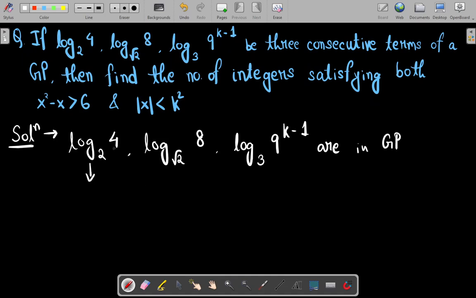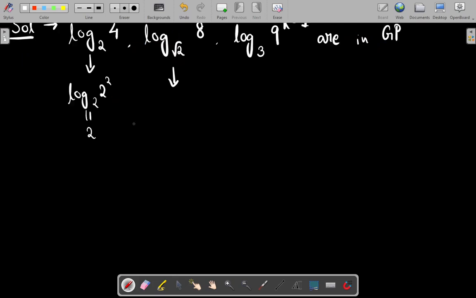So if I simplify their values individually, the first value is nothing but log 2 square to the base 2, right? So this 2 in the power will come in front and this becomes 2 log 2 base 2. So this is equal to 2. Similarly, the second term can be modified as 8 can be written as 2 cube, and the base square root 2 is 2 raised to the power half. So this simplifies to 3 upon half of log 2 base 2.